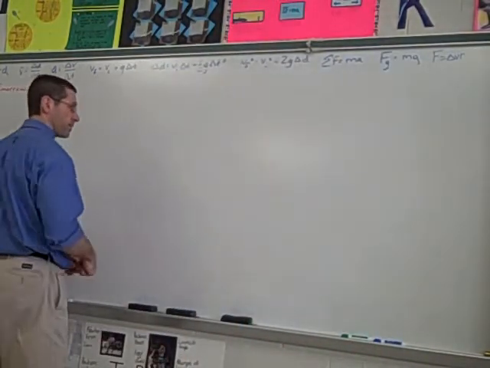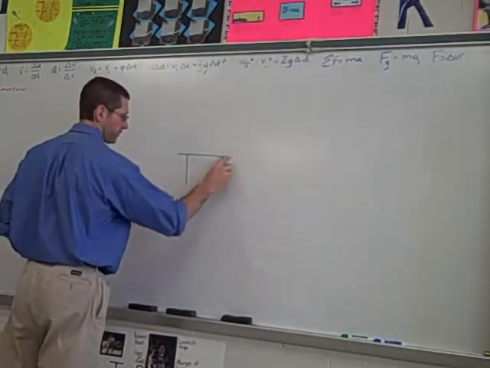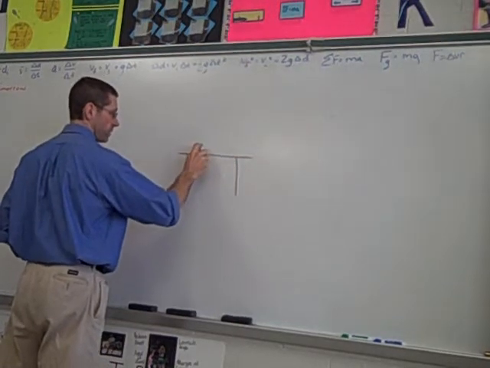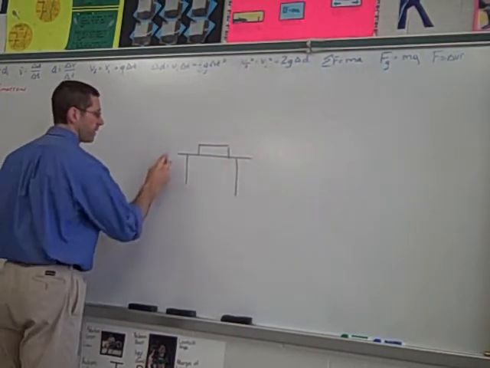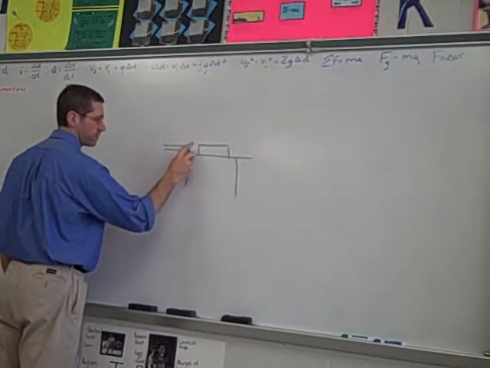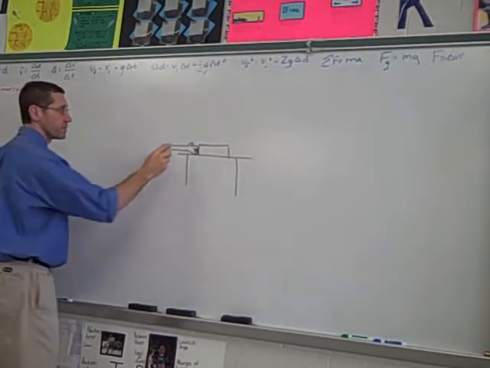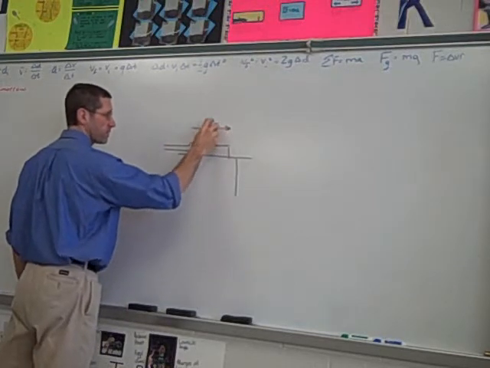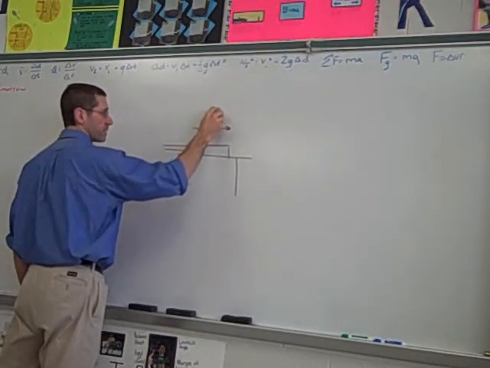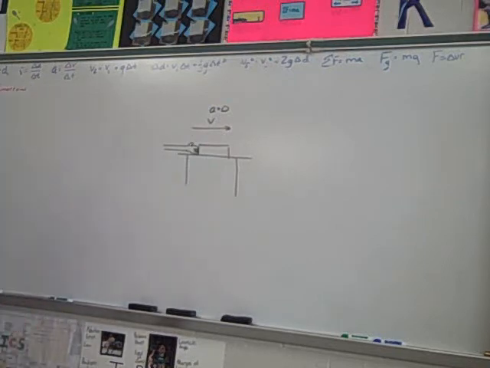Picture of a book on the table. There's a book, there's a table, here's a book on the table, and now there's this hand pushing on the book that way. So the book is sliding along the table to the right, and it doesn't have an acceleration. Okay, so it's moving at a constant velocity.